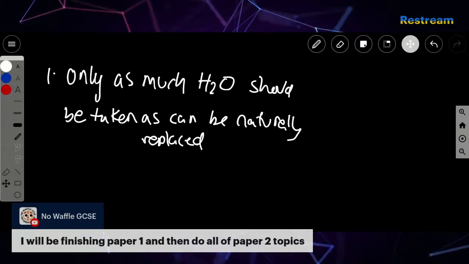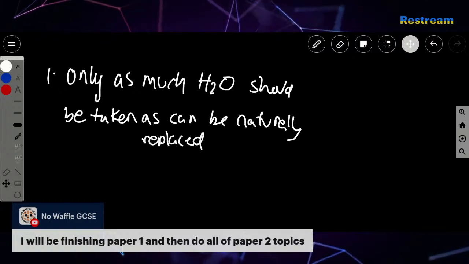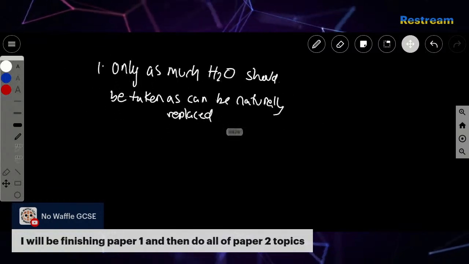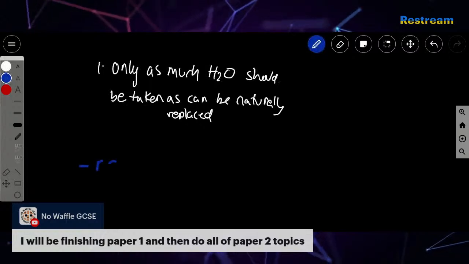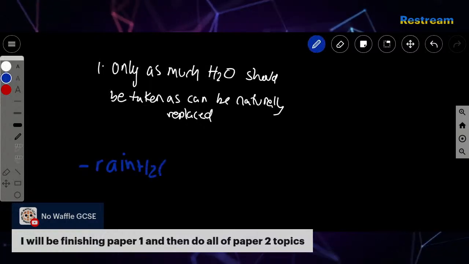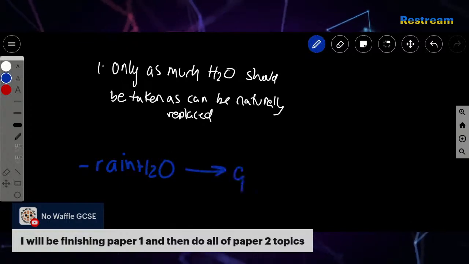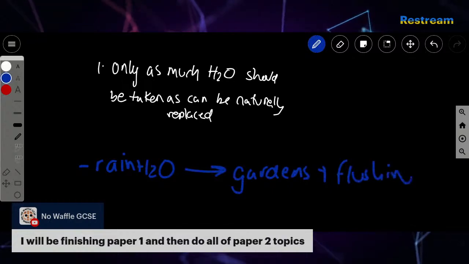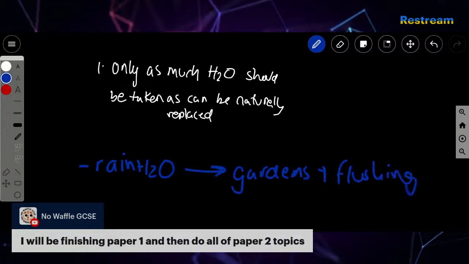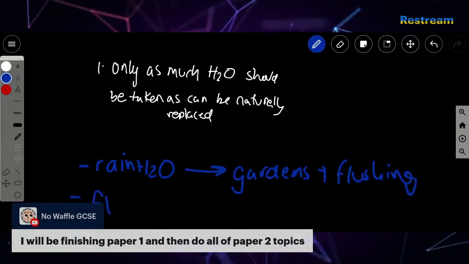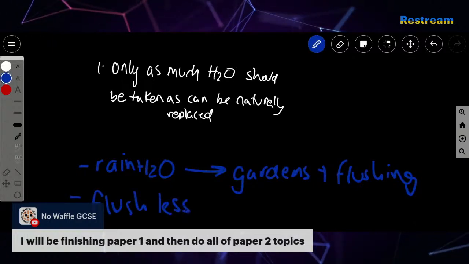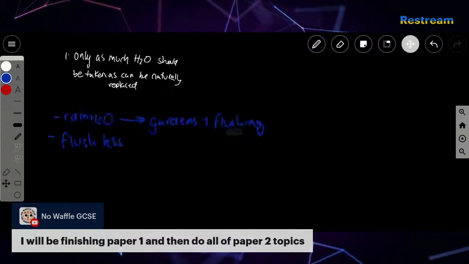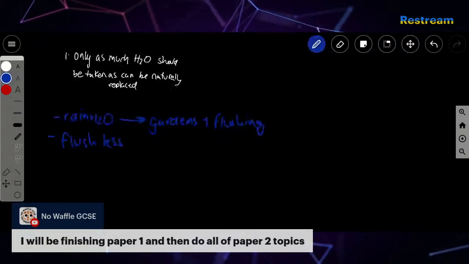Now, water conservation schemes include other things, such as collecting rainwater, and then using it in gardens and for flushing toilets. Also installing toilets that flush less water, because toilets use an enormous amount of water that's nice and clean, as well as energy. And also installing water meters.